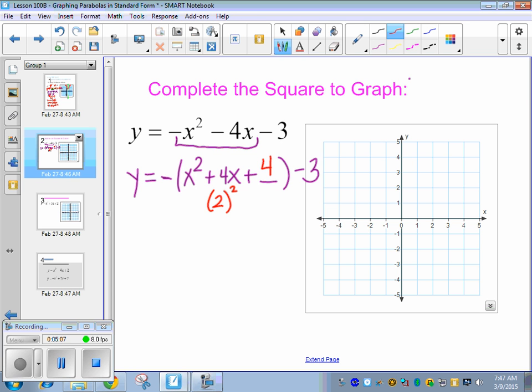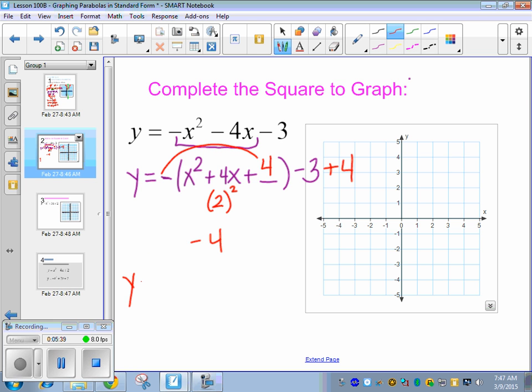Now, when there was no negative in front, we could just do plus 4 here, minus 4 at the end, right? But this negative affects the value of this. So the value of this is actually negative 4. So in order to counteract that, what do I have to do here? Add 4. So because this really represents a negative 4, the opposite of that would be to add 4. All right, everyone get that? This is really negative 4, so the opposite is adding 4.